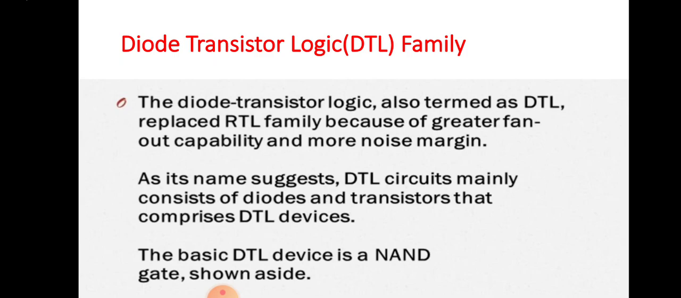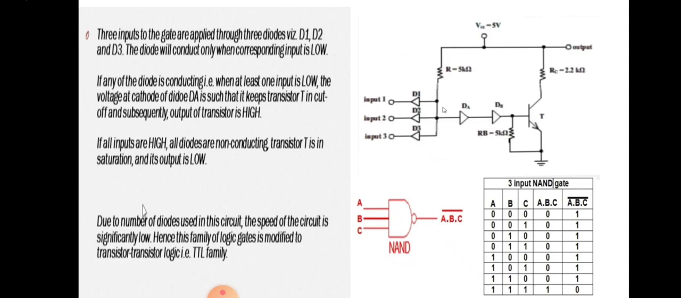Now we will see the logic circuit of the DTL family and we will see the truth table, how we can construct the circuit, and it verifies the NAND gate truth table. Okay, so in this figure you can see the circuit consists of diodes D1, D2, D3, DA and DB, and you can see the resistors connected in that circuit. So it is a combination of resistors and diodes.